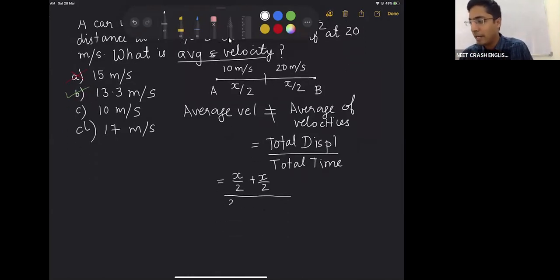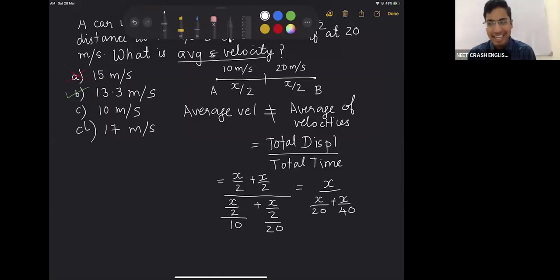That would be x by 2 divided by 10, which is distance of the first part by speed of the first part, plus x by 2 divided by 20. This turns out to be x upon 20 plus x upon 40. Now x gets cancelled, so this becomes 1 upon (1 by 20 plus 1 by 40), which upon simplification turns out to be 13.33 meters per second. So that's the correct way to find average velocity.